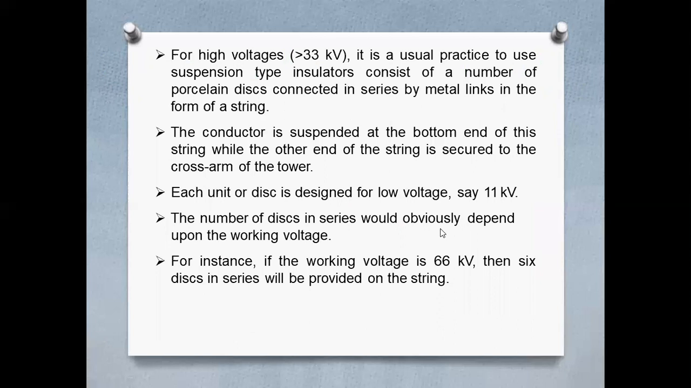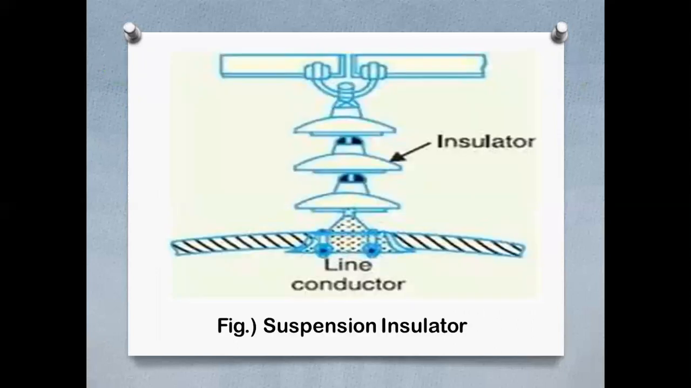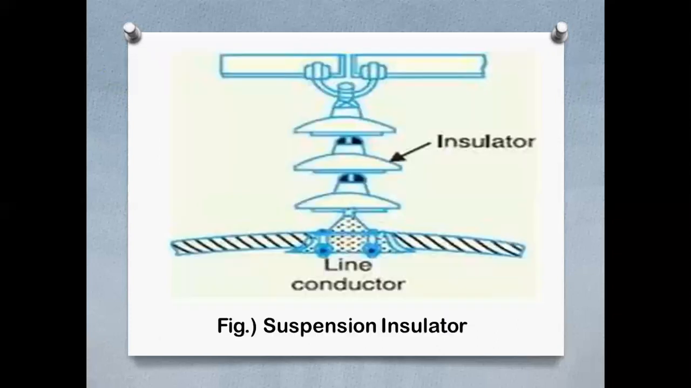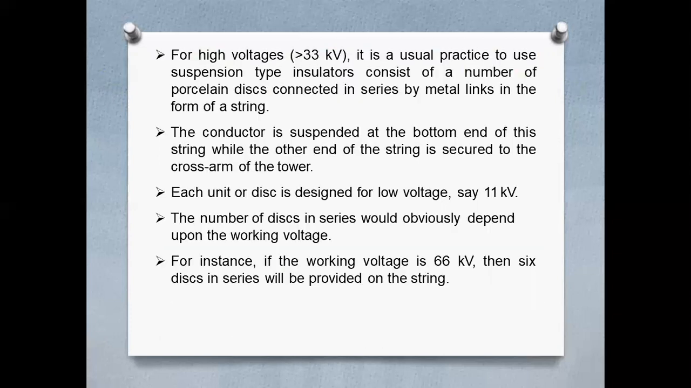it is usual practice to use suspension type insulators. See, this is the suspension type insulator, which consists of a number of porcelain discs. In the previous slide, we had the figure with glass also. Here it says it consists of a number of porcelain discs connected in series by metal links in the form of strings. Later you will be studying string efficiency and all. The metal links connect the porcelain discs, forming this suspension insulator.